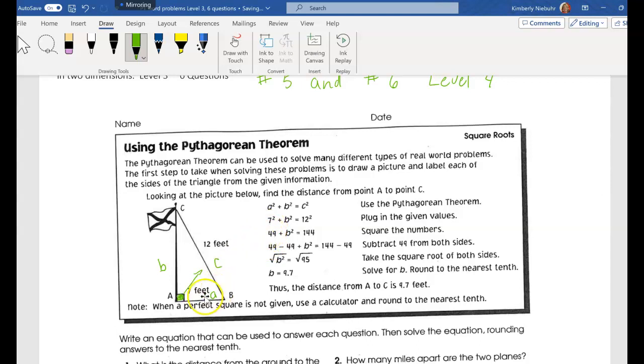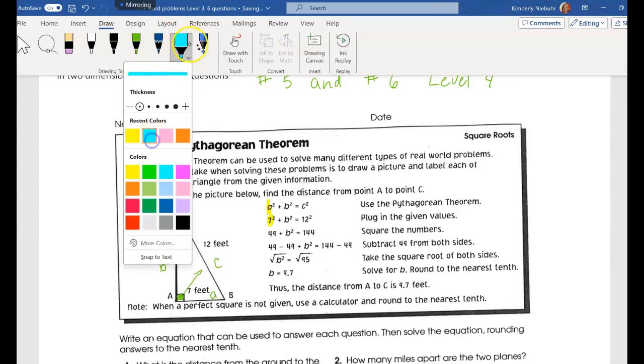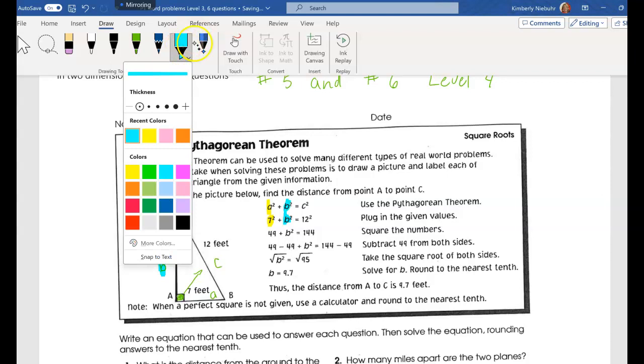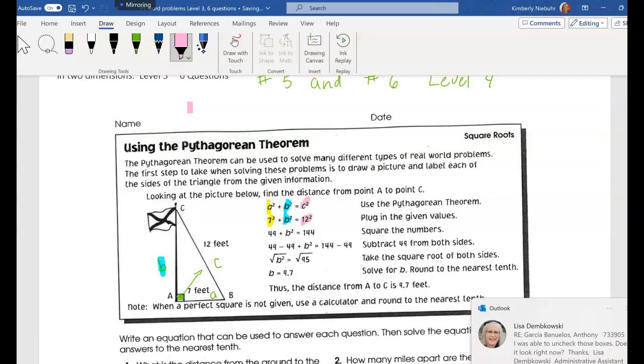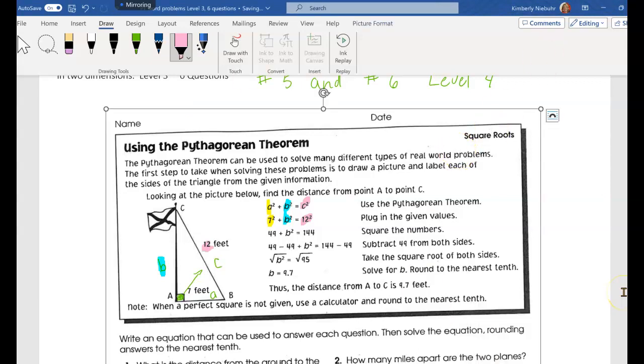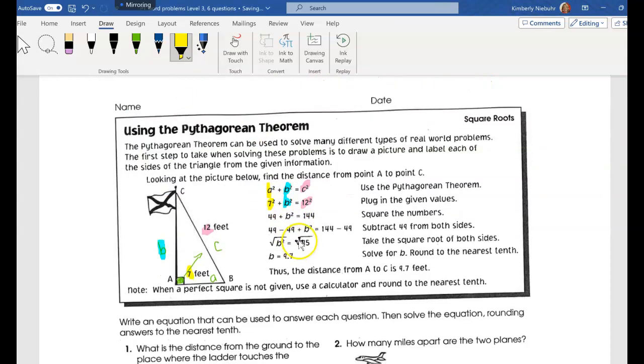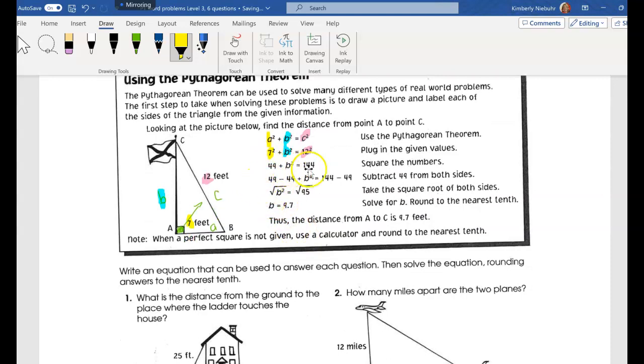So we're plugging in 7 squared for A. We're keeping B squared the same because we're solving for B. And then we're plugging in 12 for C. Okay, so 7 squared is 49.